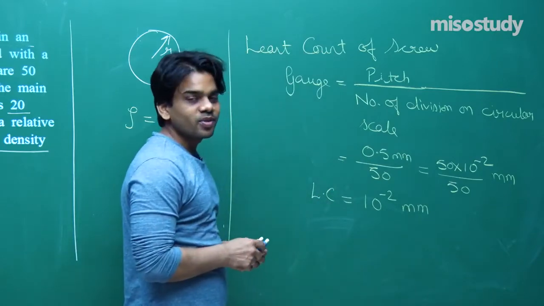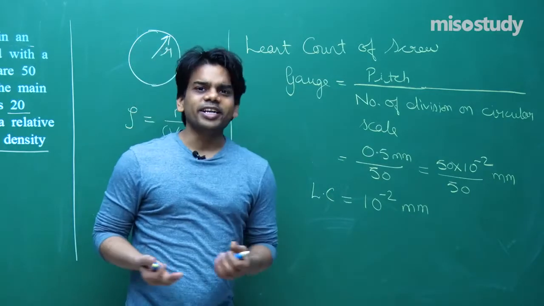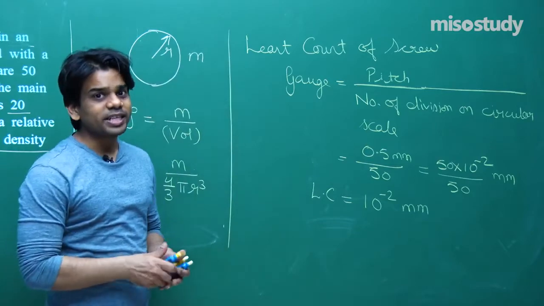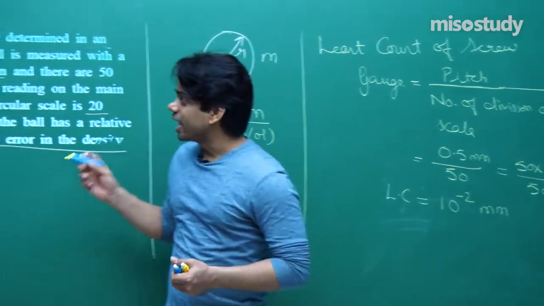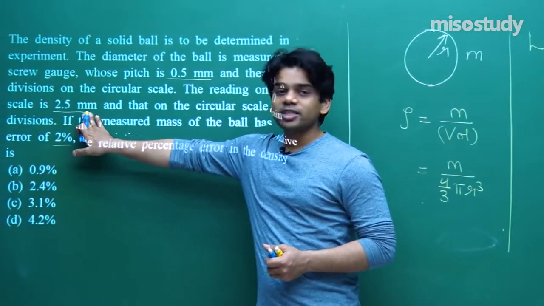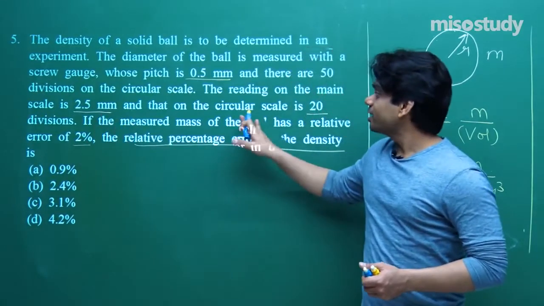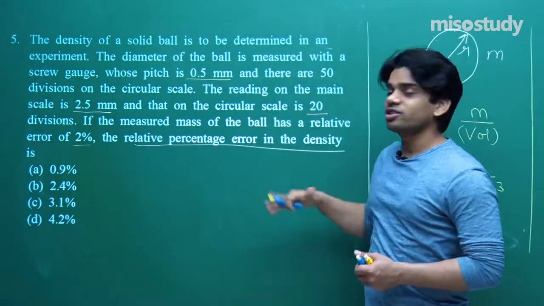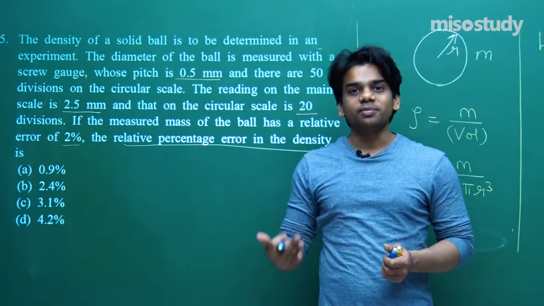We got this. Now we need to find the radius of the sphere, and before that, it's given that the diameter is measured. While measuring the diameter, it's given that the main scale reading is 2.5 mm and the circular scale 20th division is coinciding with the linear line on the main scale.